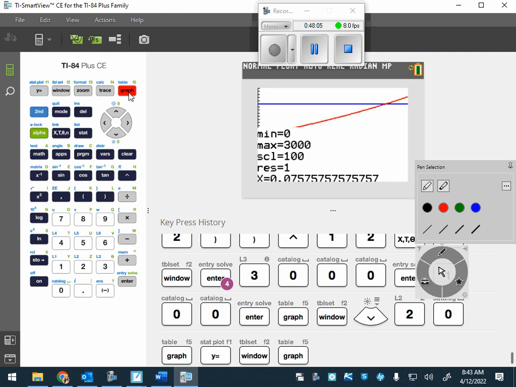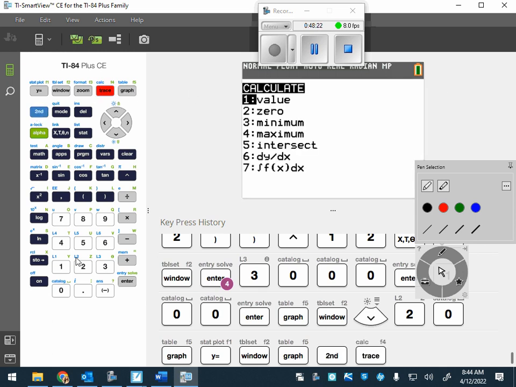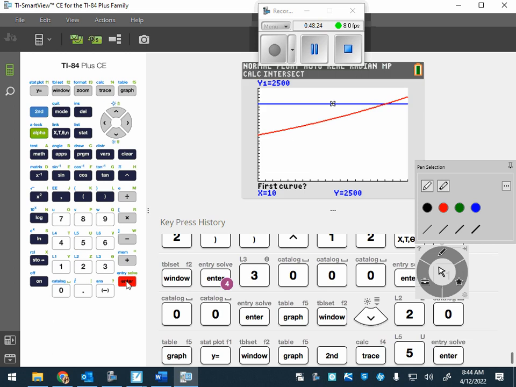Then hit graph. Now you actually see the intersection. If you're seeing 2 straight lines, your x is not in your exponent, or you don't have parentheses around 12x. Okay? So from here, second trace, number 5, enter. 2 times. You should have got about 17 years.